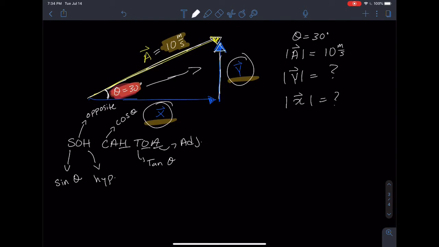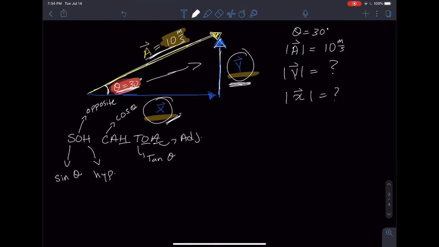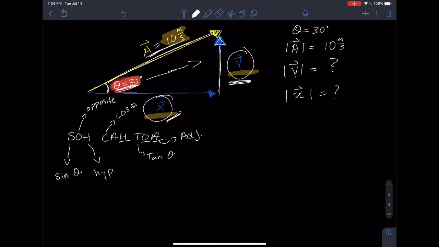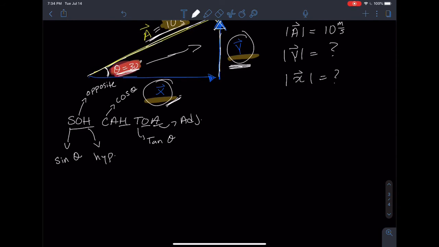Now, in this case, we have the angle theta, and we also have the hypotenuse. What we're trying to find is the opposite and the adjacent. It is really up to us which one we want to solve for first. I'm going to solve for the opposite side first, so I'm going to use SOH first. So we have sine, I did not spell sine right. Sine of theta is going to equal opposite over hypotenuse. And that's what that means.